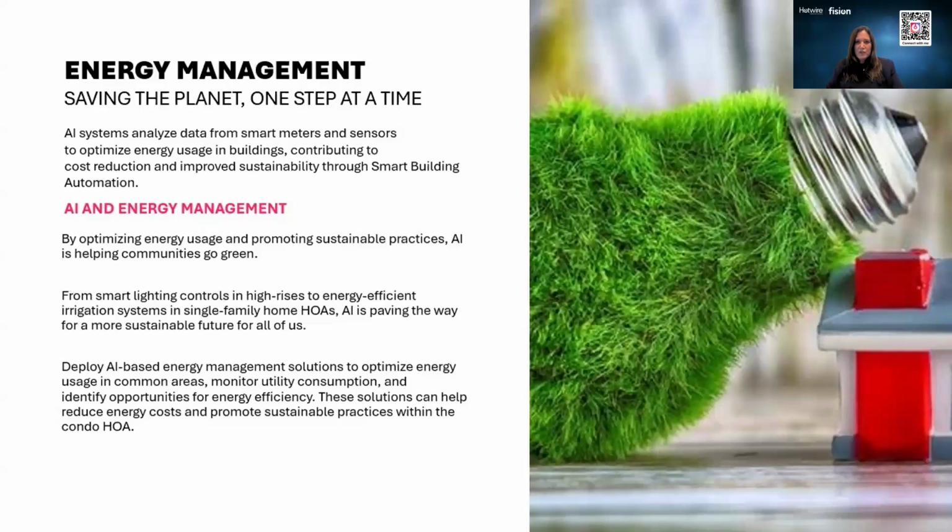Say you want to generate a job description for a maintenance person. Include all the information that you want to include in that job description and ask ChatGPT to create the job description for you. So getting back to energy management and saving the planet. I talked about optimizing energy and using smart lighting controls, especially in high rises, those irrigation systems, and utilizing them in your common areas to monitor your utility consumption and help reduce your energy costs.